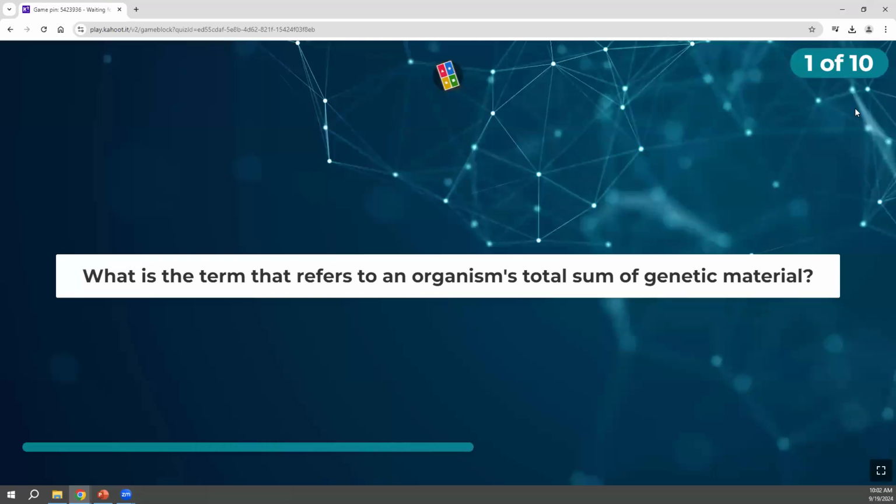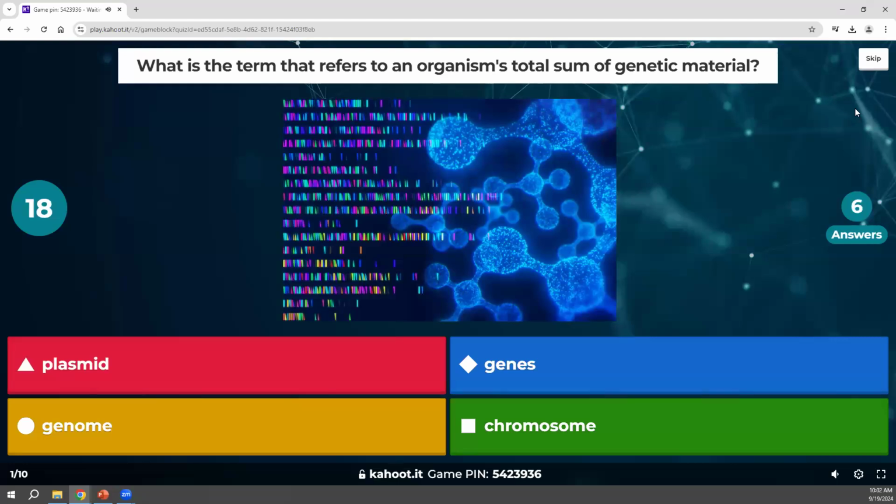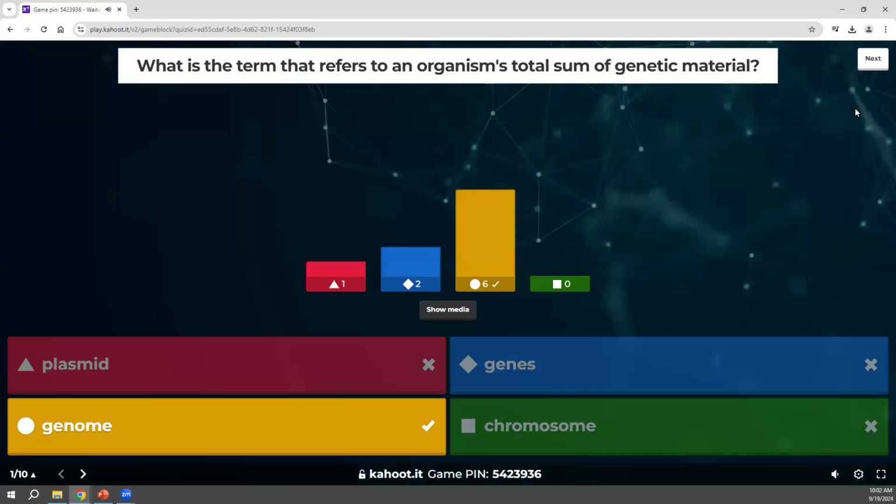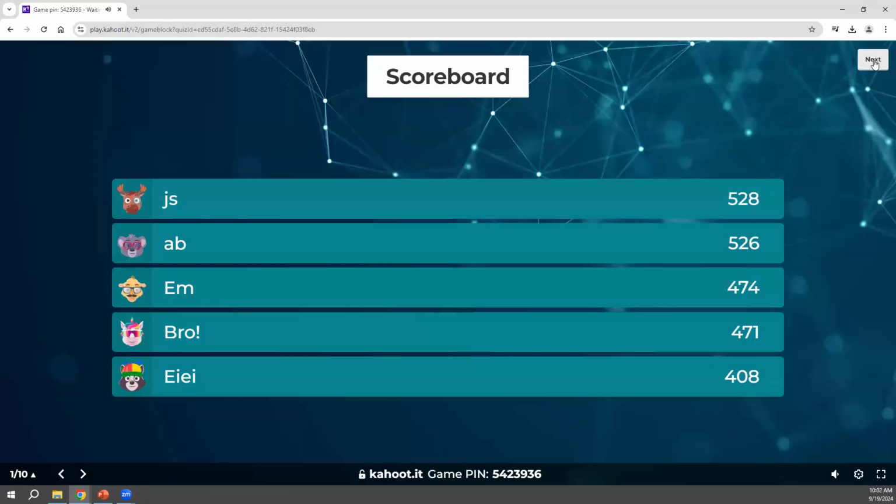All right, what is the term that refers to an organism's total sum of genetic material? All right, so most of you guys got this one. It's going to be the genome. So the genome is going to include any chromosomes that are in there, and the different versions of genes. So that would also include plasmids if you're a bacteria with extra plasmids that had extra genes on them, or like we have in our mitochondria, they have their own chromosome there, but that's included in our genome because we need that to survive. So full sets of genome, total genetic info.